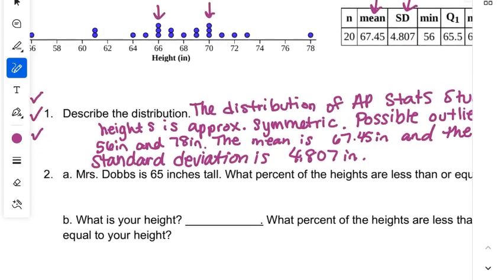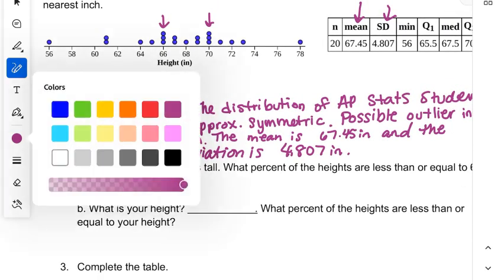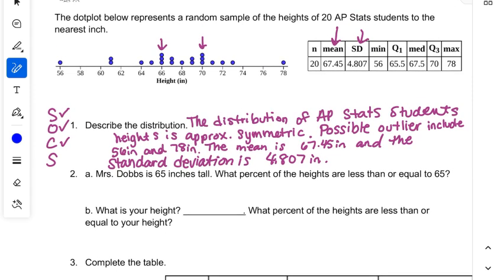Okay, let's go to number 2. Mrs. Dobbs is 65 inches tall. What percent of heights are less than or equal to 65? So let's go to, here's 65. Less than or equal to, so that's going to be included. Yeah, so it's 5 out of the 20.